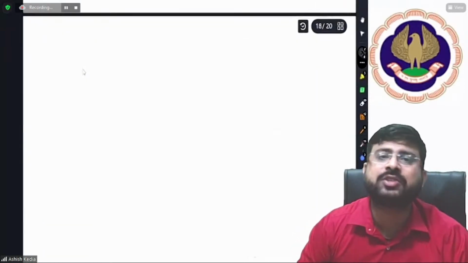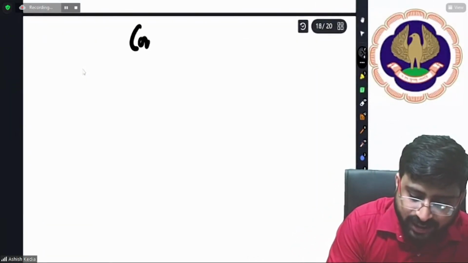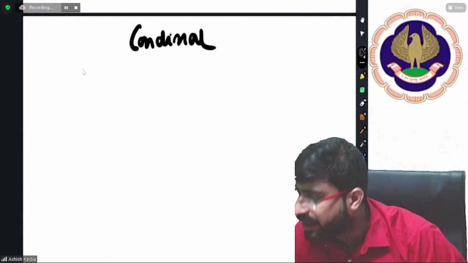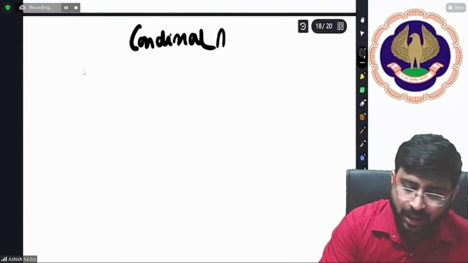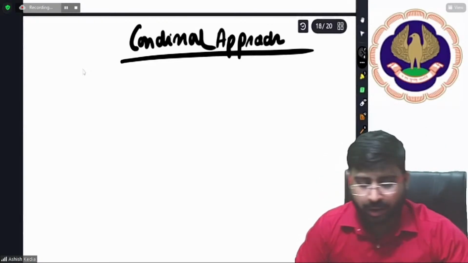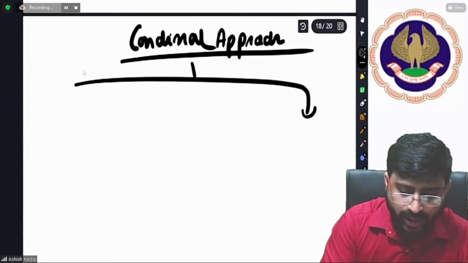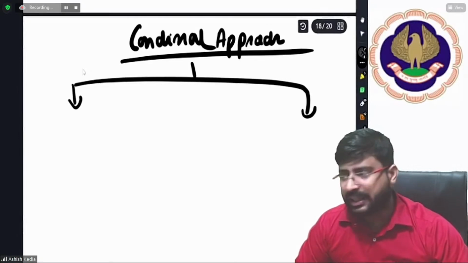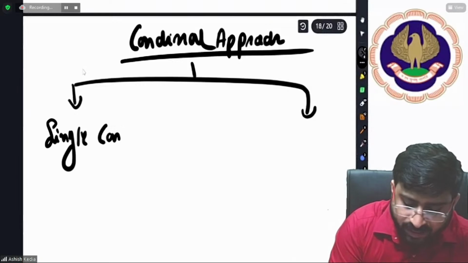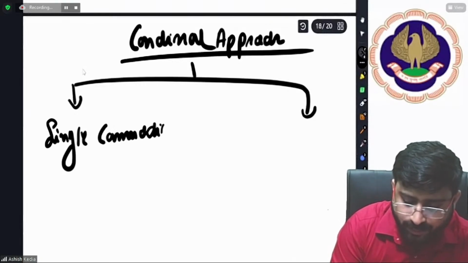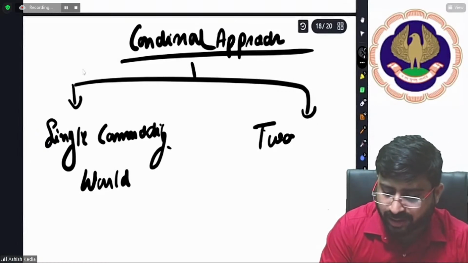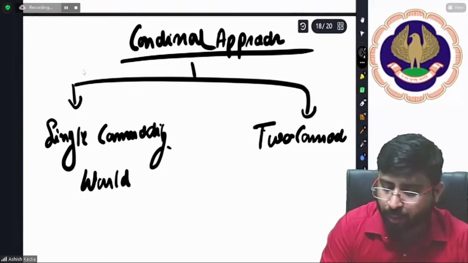Now, let's talk about consumer equilibrium under cardinal approach. Remember, we are not discussing ordinal approach today. We are discussing only cardinal approach. Under cardinal approach, there are two cases. Either there will be a single commodity world, or the other case will be a two commodity world.